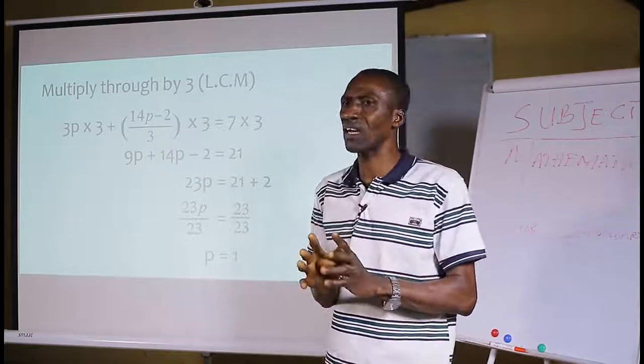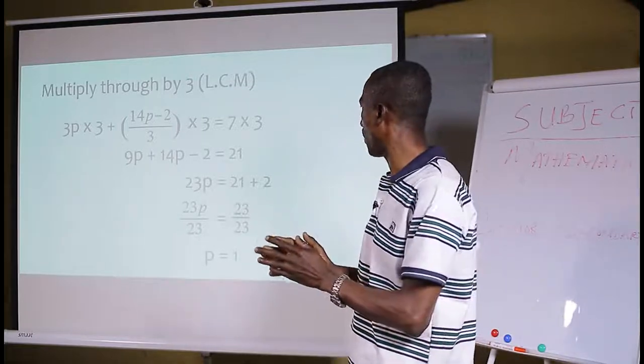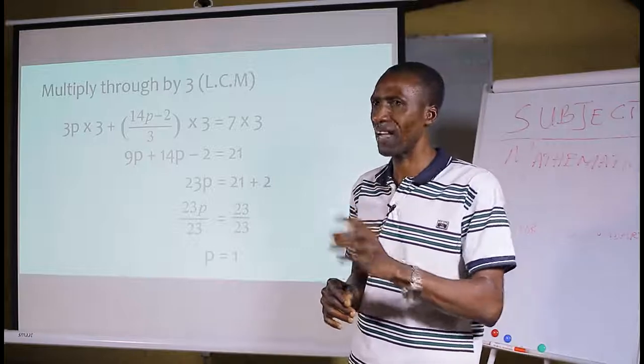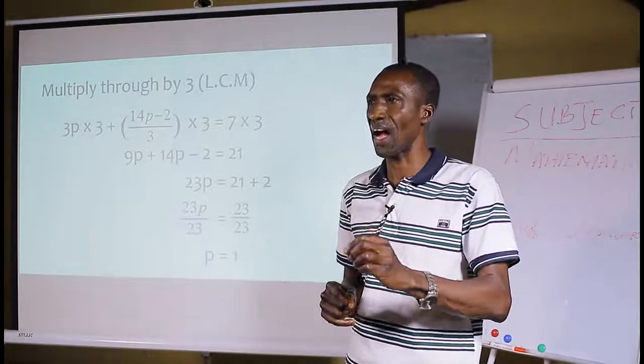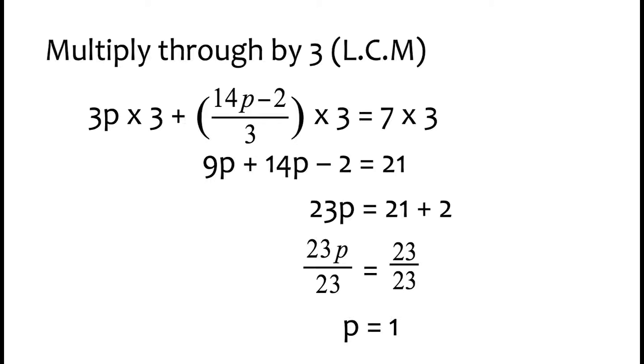Now, we are looking for the value of p. To get the value of p, we divide both sides by 23, which is the multiplier or the coefficient of p. So I have 23p over 23 equals 23 over 23. 23p divided by 23, the answer is p. And 23 divided by 23, the answer is 1. That gives our p equals 1.